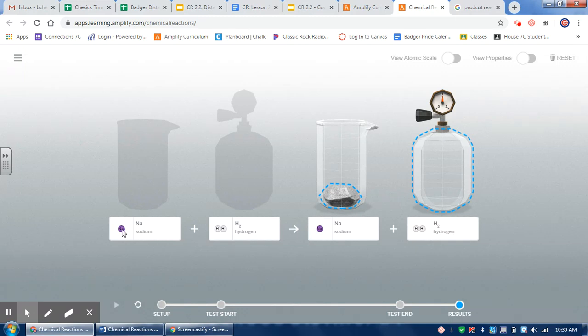When I look at the atomic arrangement, sodium is still just one purple atom on both sides. So nothing happened different with the atoms of sodium. And I have two white hydrogen atoms connected to each other before and after combining. Therefore, I don't think a chemical reaction occurred because there was no rearrangement of the atoms. We still have the same repeating atoms for our reactants and our products.